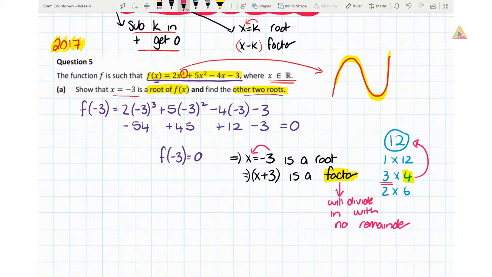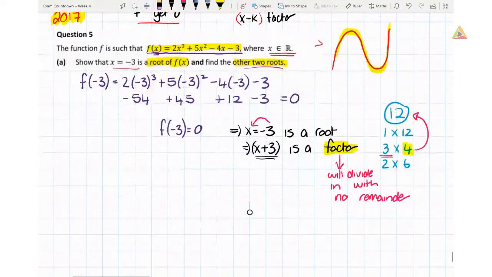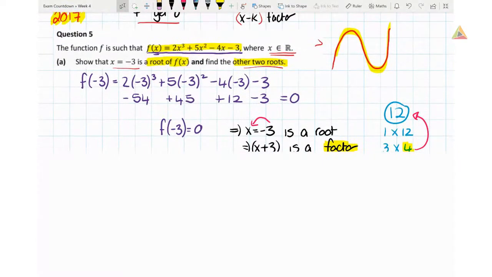Okay, so back to our question. That's just a little side note. We've just worked out that x plus 3 is a factor of my function from back up here. So what we're going to do, because it's a factor, we know that it should divide in with no remainder.